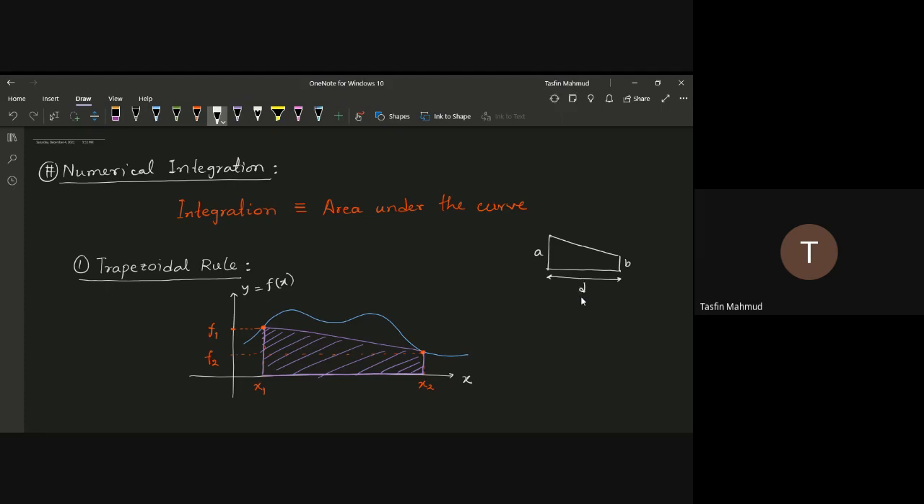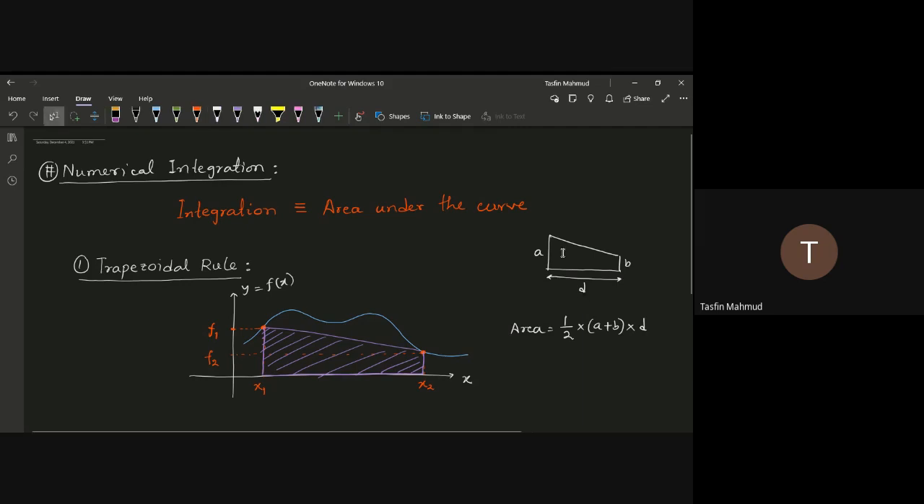So the area of a trapezium is equal to half times the summation of the lengths of the parallel sides. It means half times (A plus B) times the distance between the parallel sides, D. So the area of a trapezium is half times the sum of the two parallel sides, multiplied by the distance between them. This is the formula for the trapezium.